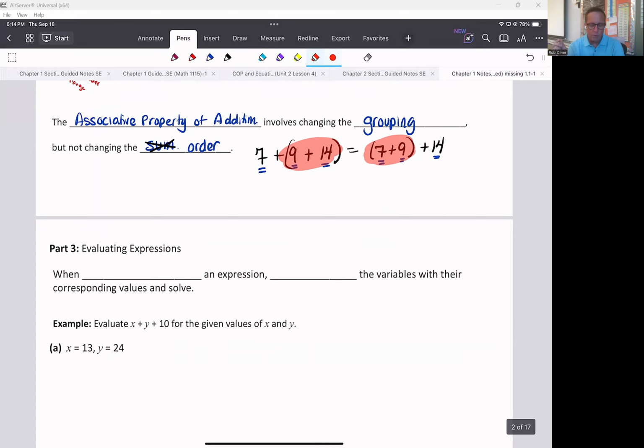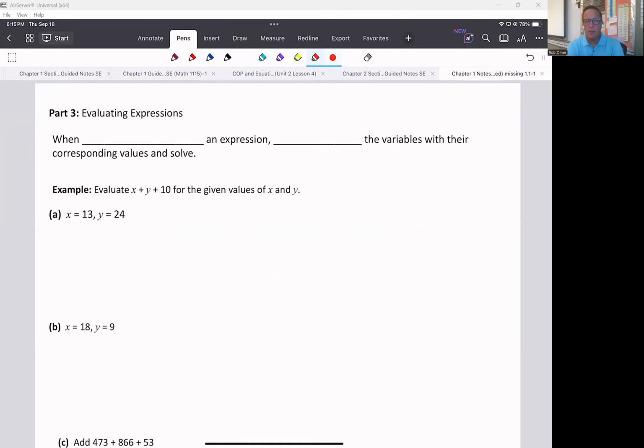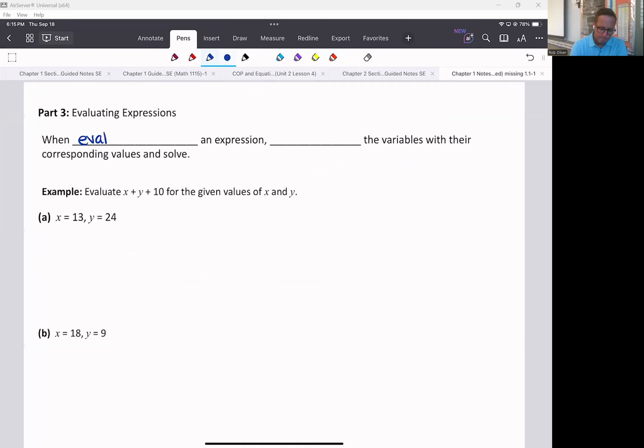Anyhow, all right, let's go to the next page, which is part 3, evaluating. Okay, let's talk about how to evaluate expressions. So when evaluating an expression, substitute the variables with their corresponding values and solve.